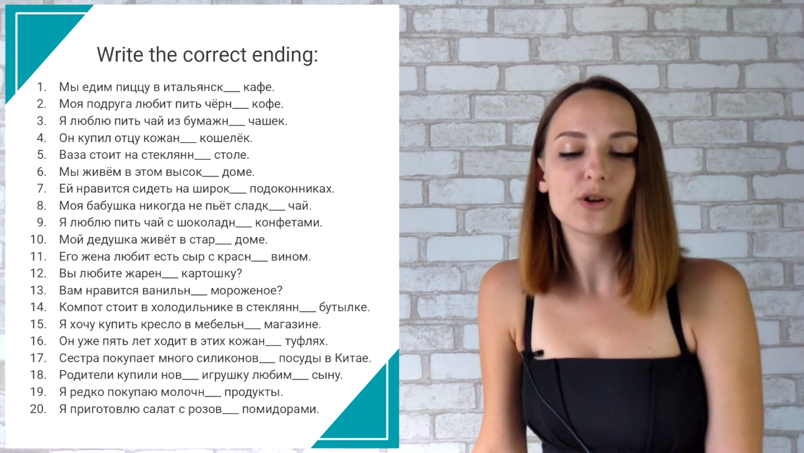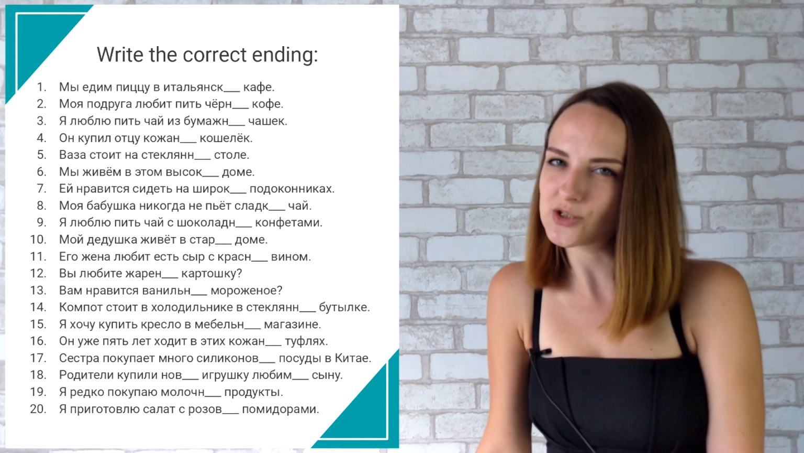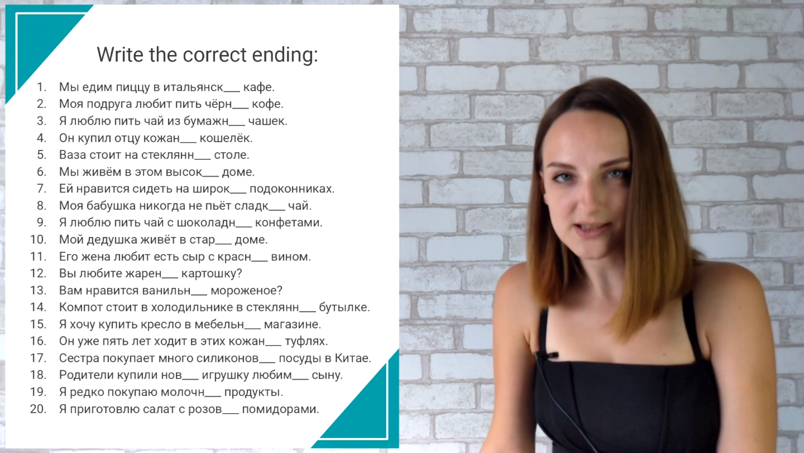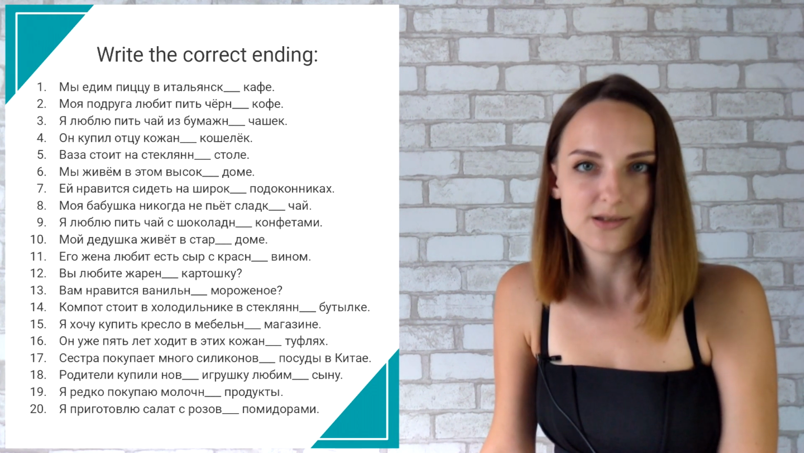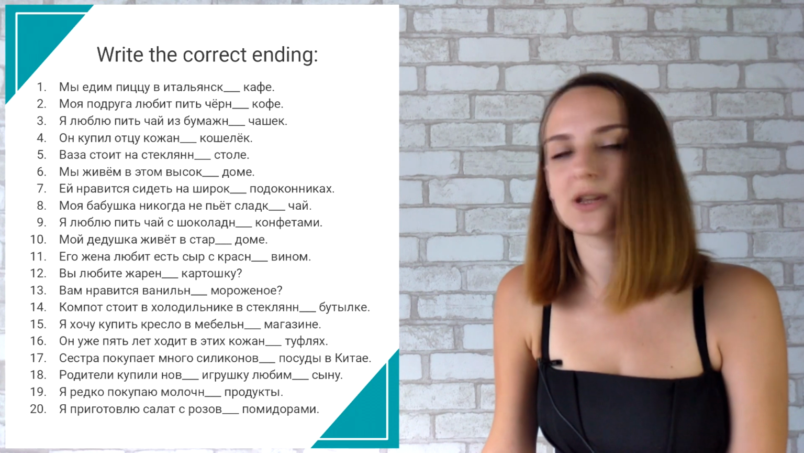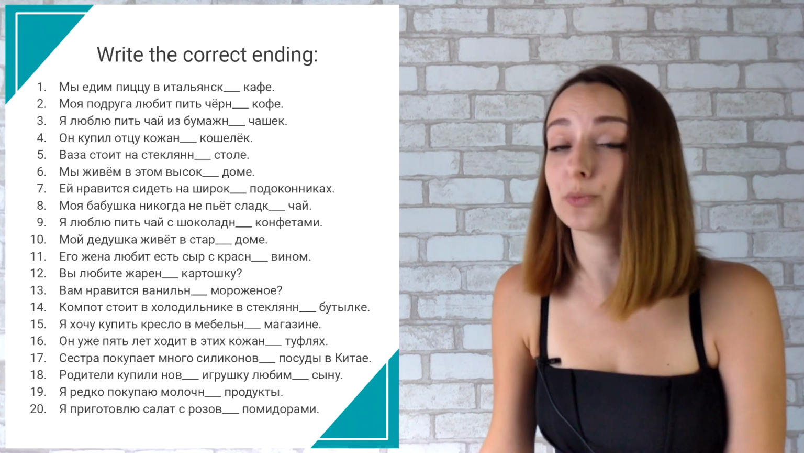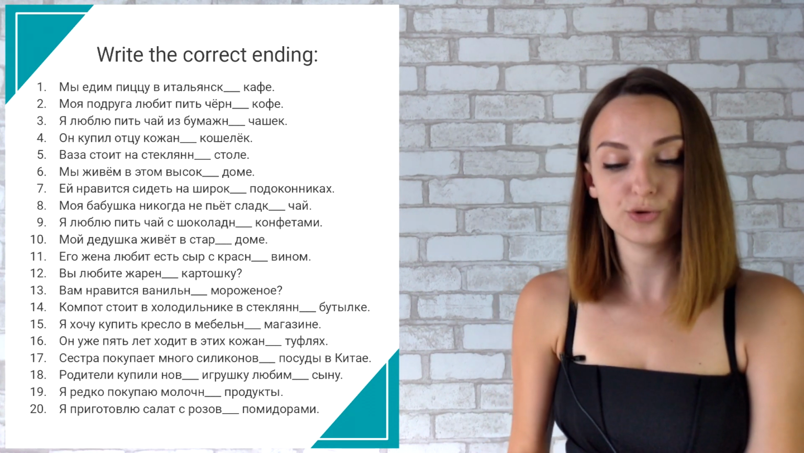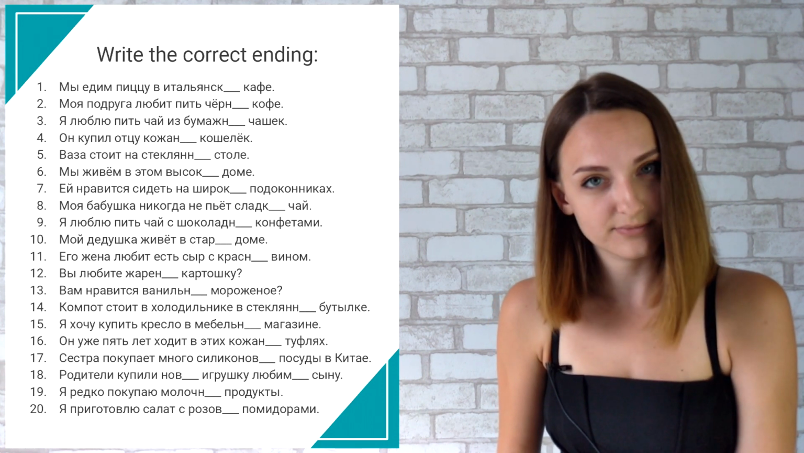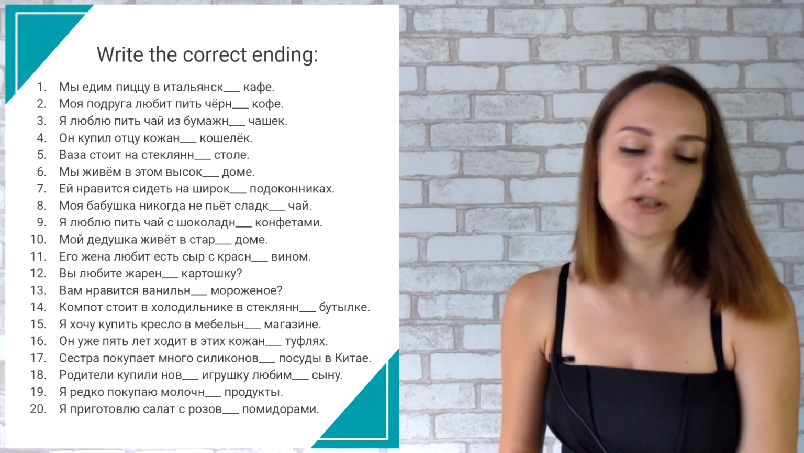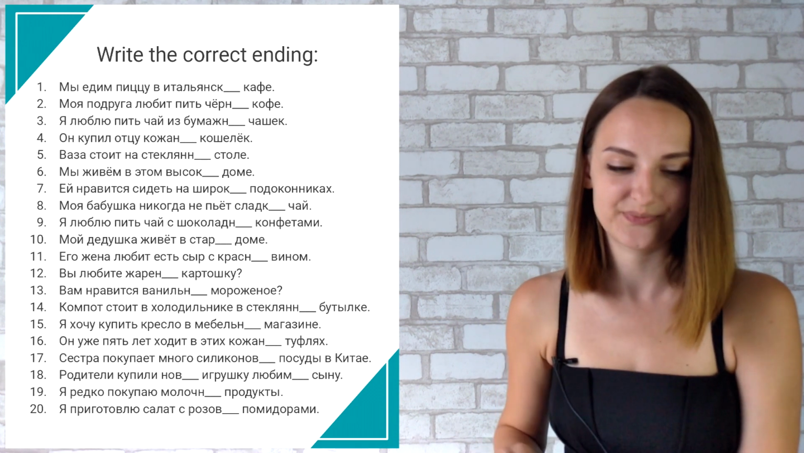Okay, now a small kind of test, quiz. We have sentences that have collocations in different cases, different genders. They can be masculine, neuter, feminine, or plural. And you need to write down here the correct ending. Хорошо? Stop the video and do this task.